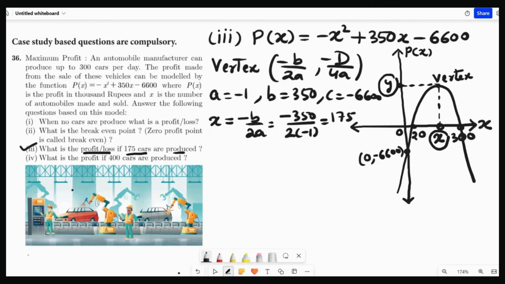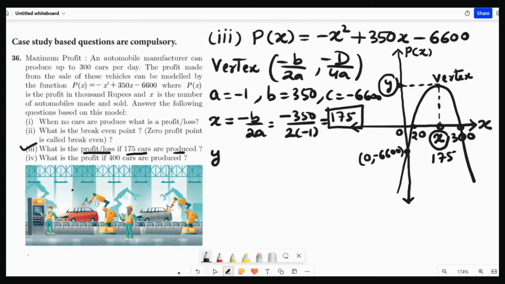Its meaning is, when 175 vehicles are produced or sold, that only will give us the maximum profit. That means when the 176th automobile is produced, it is not a loss, the profit reduces, because a loss will be when that coordinate comes below the x-axis. So there is profit when 175 automobiles are made or sold. 174 is also not the maximum profit, and 176 vehicles is also not the maximum profit. So maximum profit occurs when 175 vehicles are manufactured or sold.